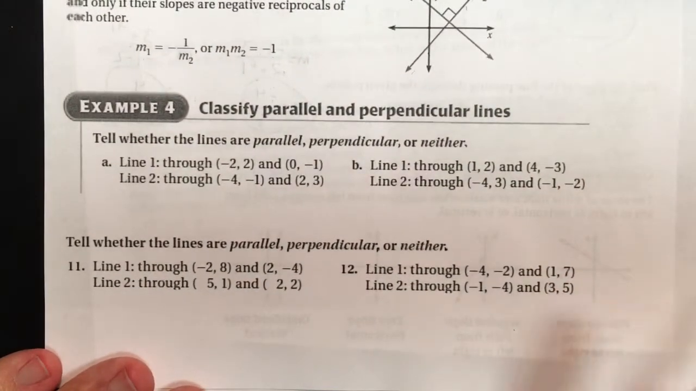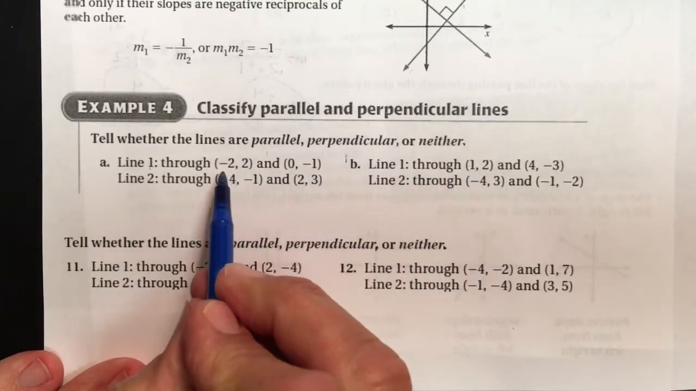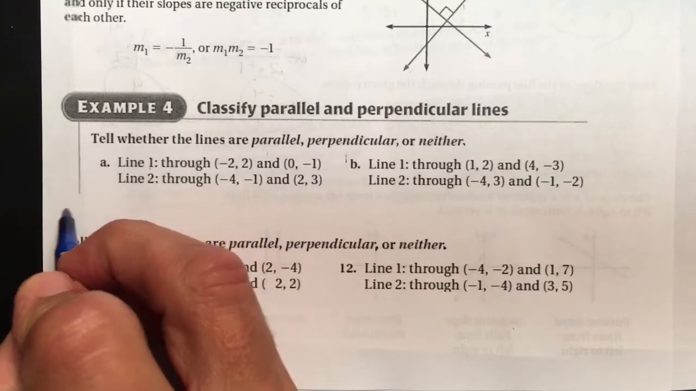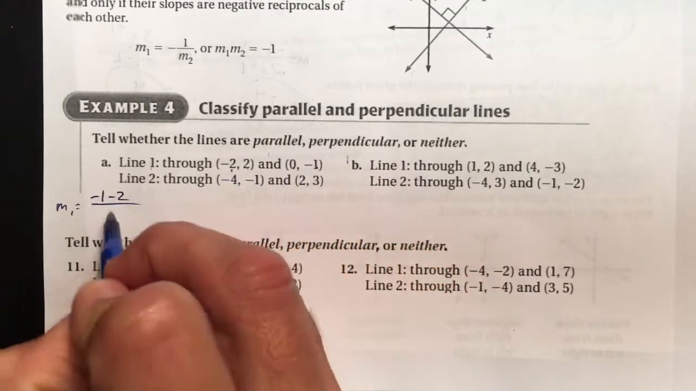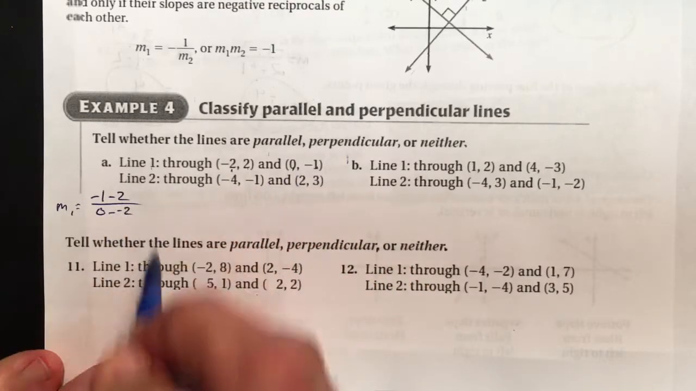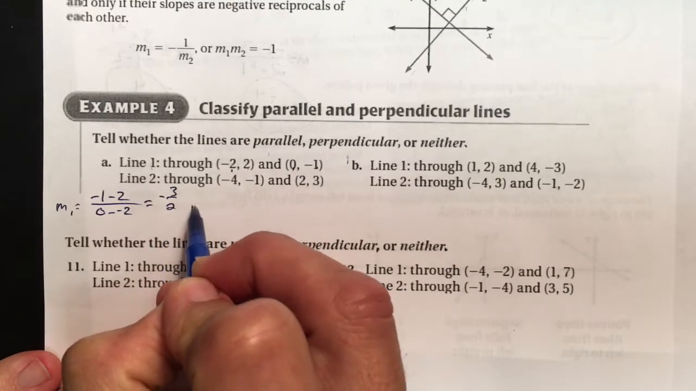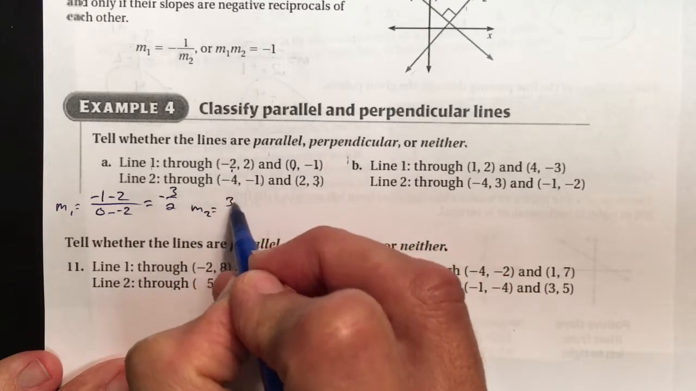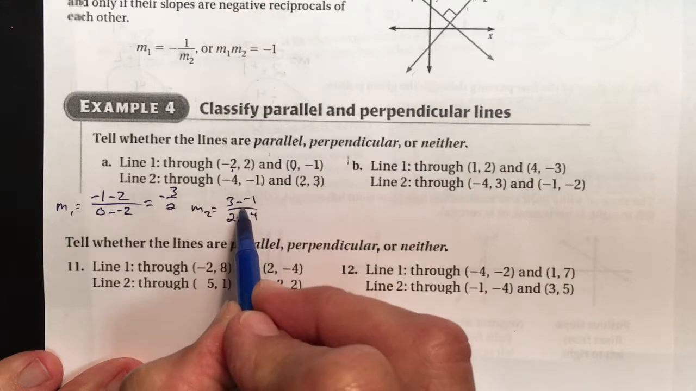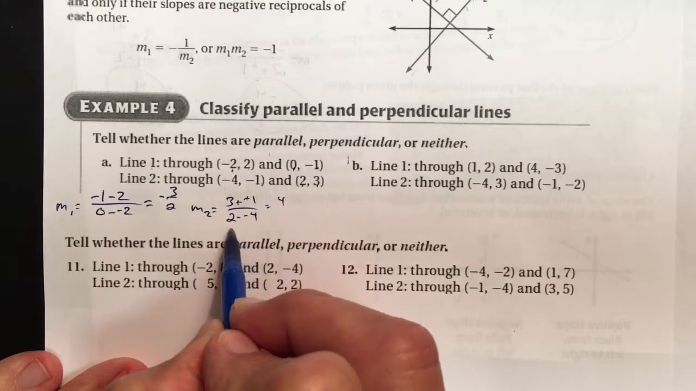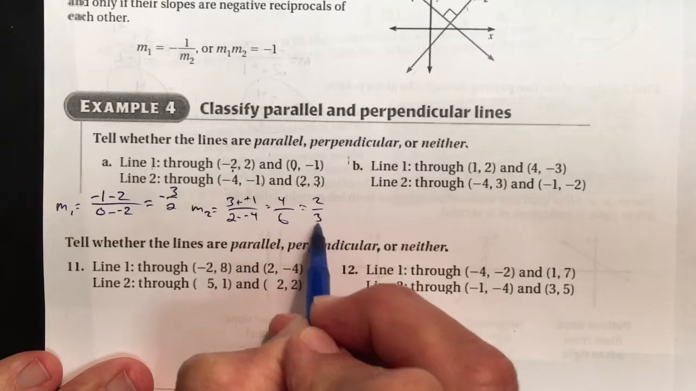All right, example 4. Two lines. We'll find both slopes and then determine if they're parallel, perpendicular, or neither. So we will take this first one, M1 equals -1 minus 2 over 0 minus -2. That will equal -3 over +2. The second line, 3 minus -1 over 2 minus -4. Looking at this, we have 3 plus 1 is 4, and 2 plus 4 is 6. That's 2/3. So that's the second slope.